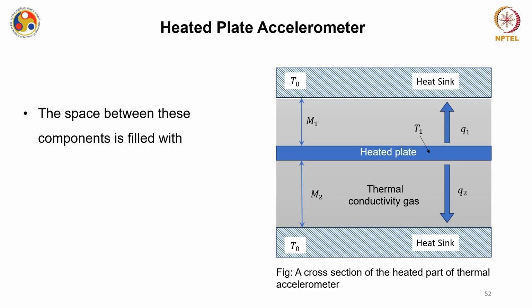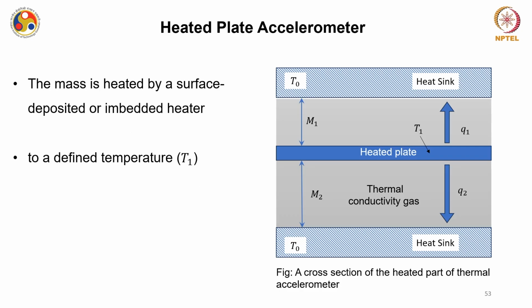So the space between these components is filled with a thermally conductive gas, as I have mentioned. Now the mass is heated by a surface deposited or embedded heater. On the cantilever you have already placed some heater element, which can be easily patterned in MEMS technology. So this heater can take the mass to a temperature of, say, T1.